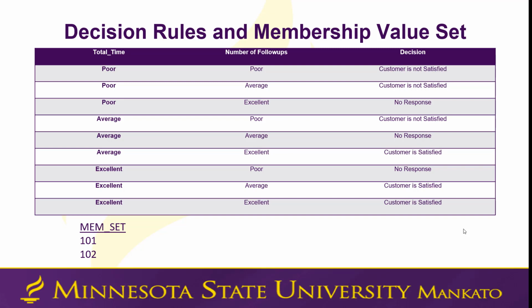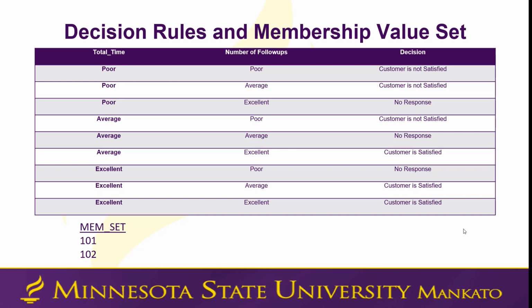The decision was made based on the total time categories and the number of follow-ups categories. If we have a poor for the total time and a poor for the number of follow-ups, then the customer is not satisfied. If we have a poor for the total time and an average for the number of follow-ups, the customer is not satisfied based on our assumption. And if we have a poor and an excellent number of follow-ups, the decision is no response, meaning we don't know what action might be taken by the customer.